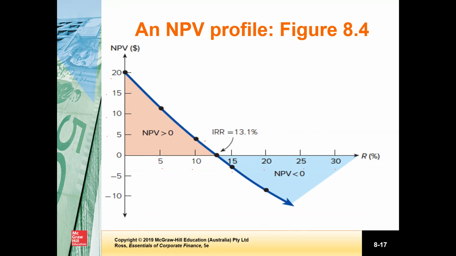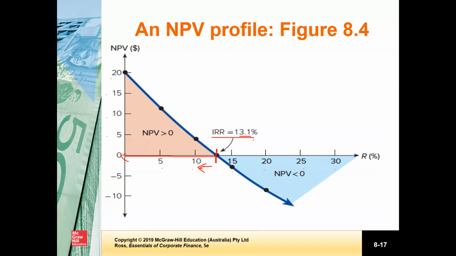Now there is a rate, and you can see it here, where IRR is 13.1%. This is the rate at which NPV is equal to 0. And why is NPV equal to 0? Because the present value of inflows is equal to the present value of outflows. And you can see that when our required rate of return is less than IRR, less than this 13.1%, our NPV is positive. Why is NPV positive?